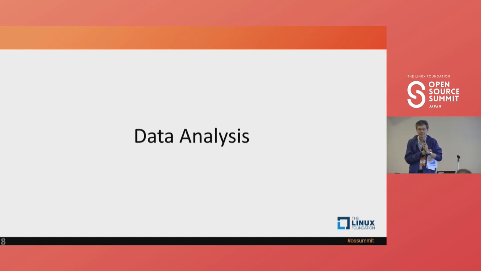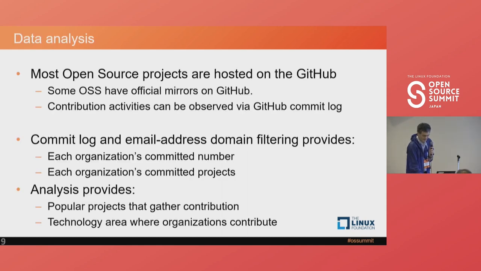So then we think about the data analysis method. Yeah. In this session, the data analysis means the GitHub commit log analysis. We limited these areas. But why do we use GitHub commit log? Because most open source projects are hosted in the GitHub. And also, even if they are not hosted at the GitHub, they may have a mirror site at the GitHub. So we can observe the contribution activity on the GitHub. So that is why we use a GitHub commit log.